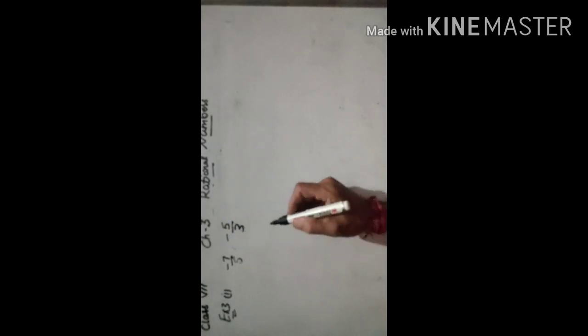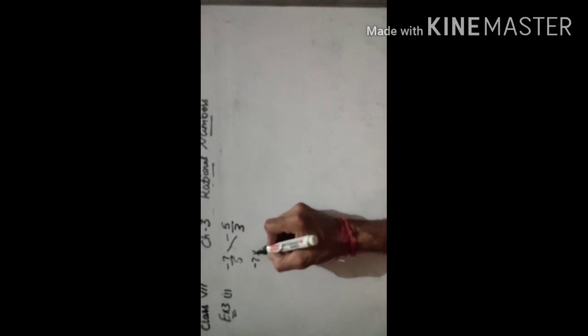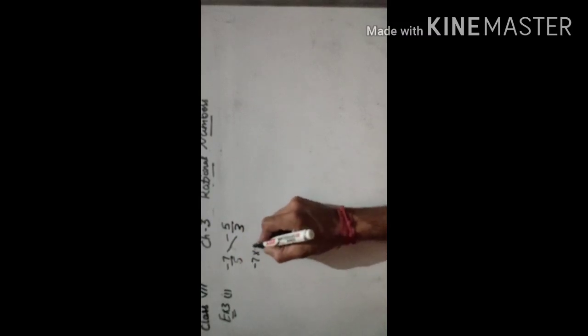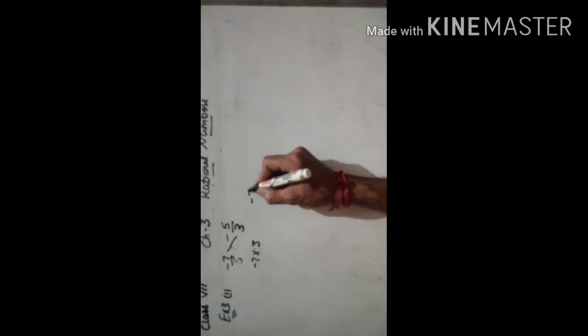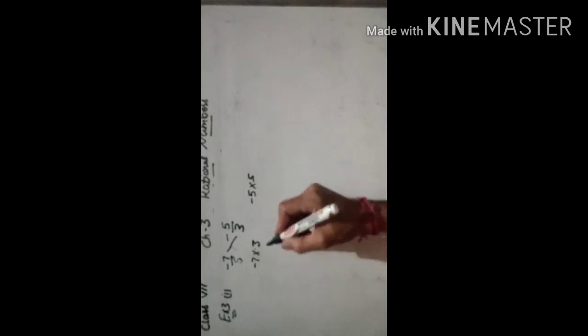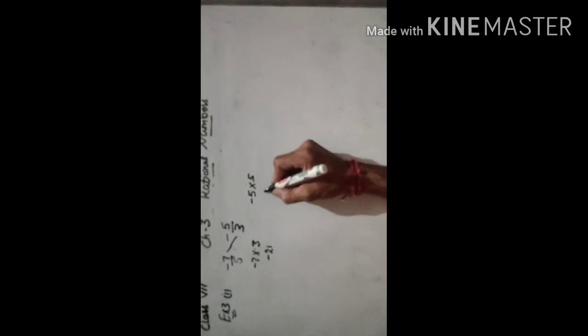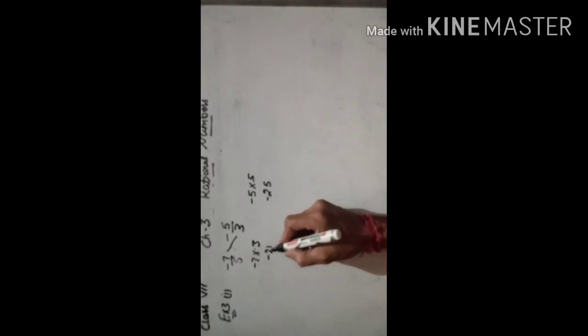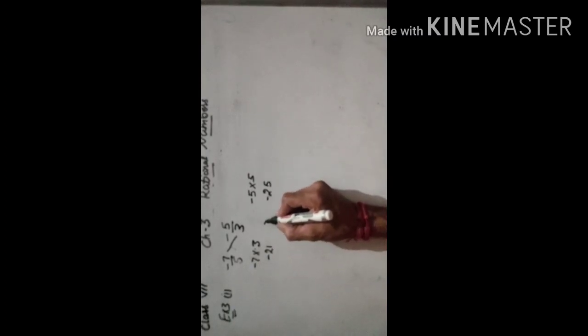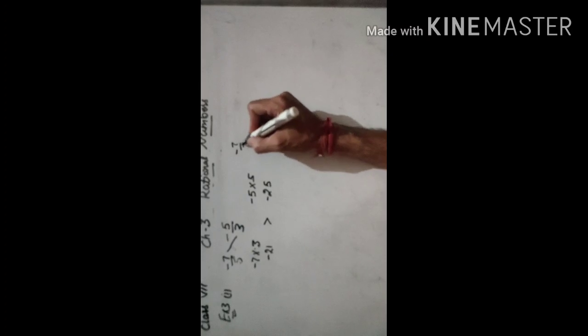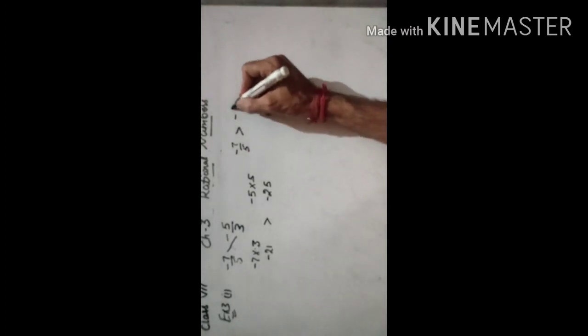Now both are negative numbers. One method is cross multiplication: -7 into 3 and -5 into 5, -21 and -25. So -21 is greater than -25, so -7/5 is greater than -5/3.